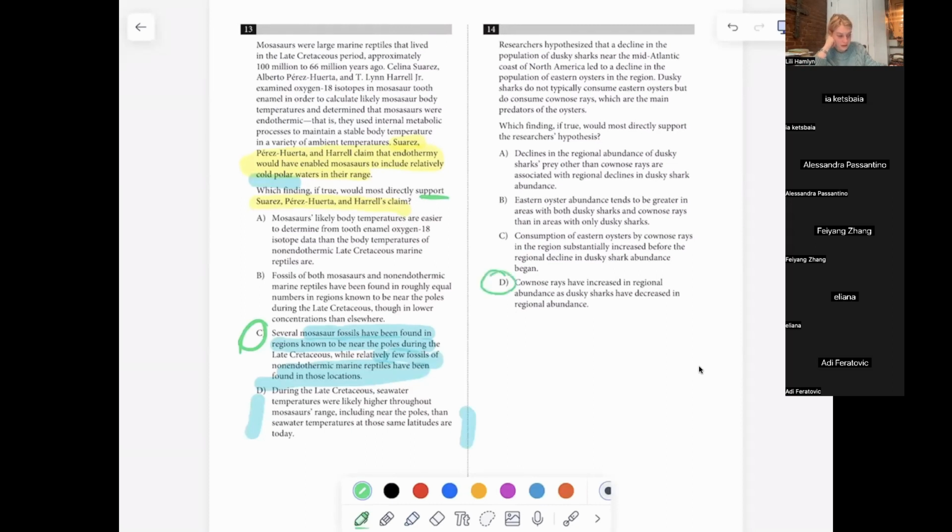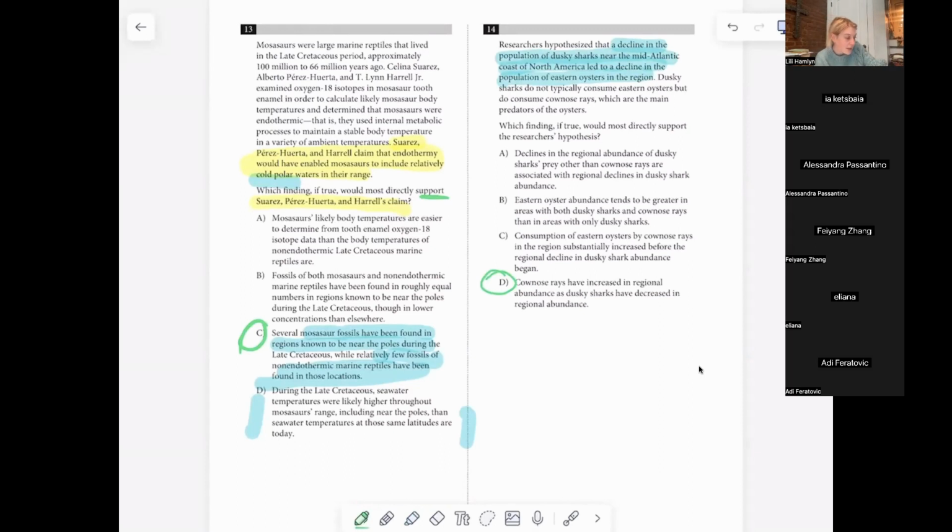Perfect. So here we're saying that the hypothesis is that a decline in the population of these sharks near the Atlantic coast led to a decline in the population of oysters. We know that the sharks don't eat oysters, but they do consume rays, which are the main predators of the oysters.